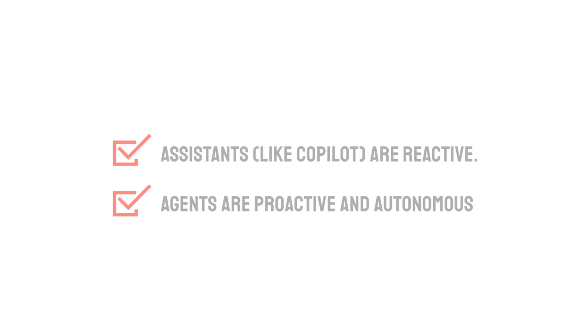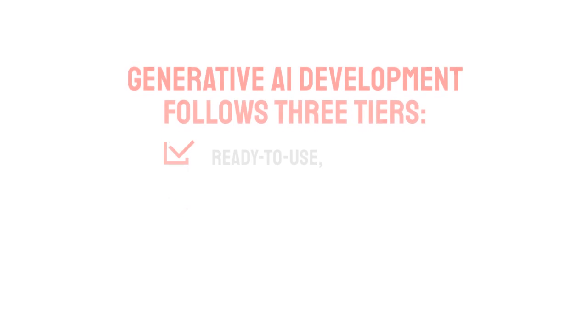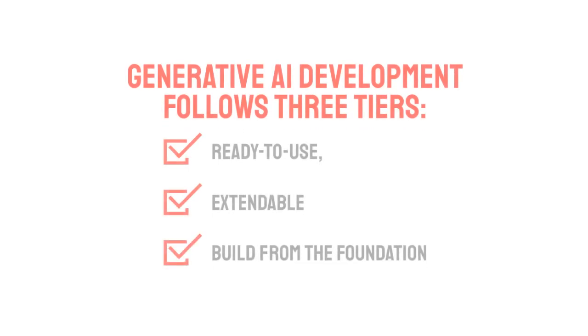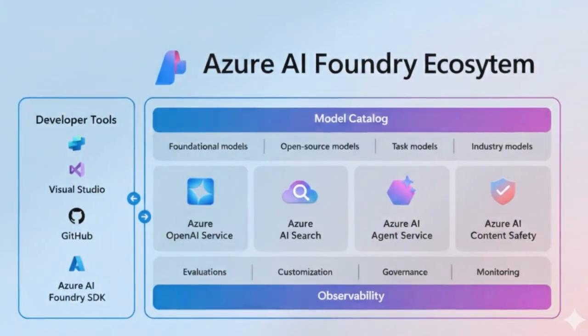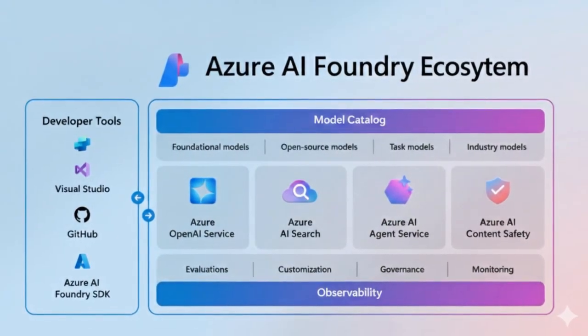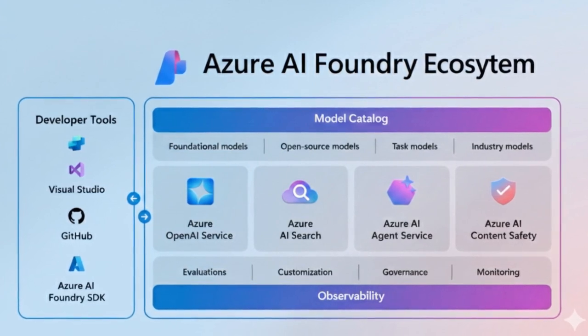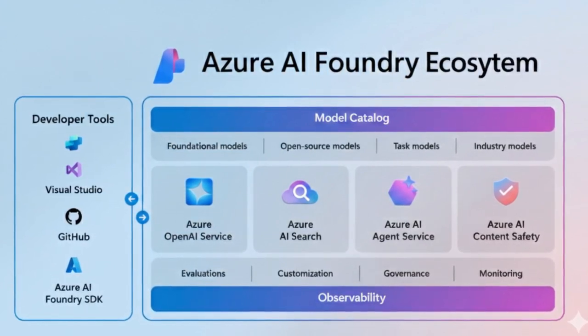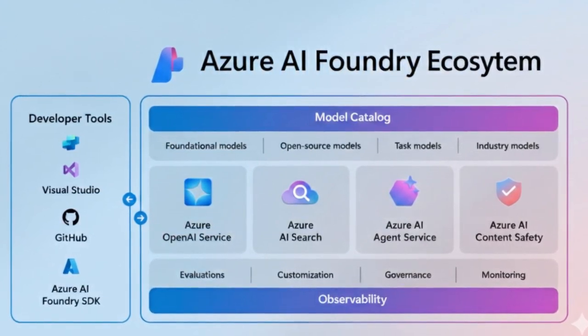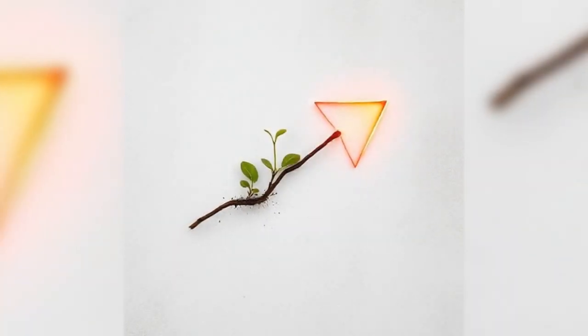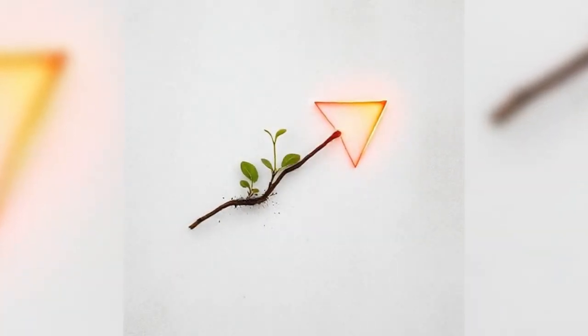Generative AI development follows 3 tiers: ready to use, extendable with proprietary data, and build from the foundation via Azure AI Foundry. Azure AI Foundry enables customization through techniques like RAG and fine-tuning. Observability is vital for monitoring model quality, ensuring trustworthy and safe deployment. Next up, information extraction.